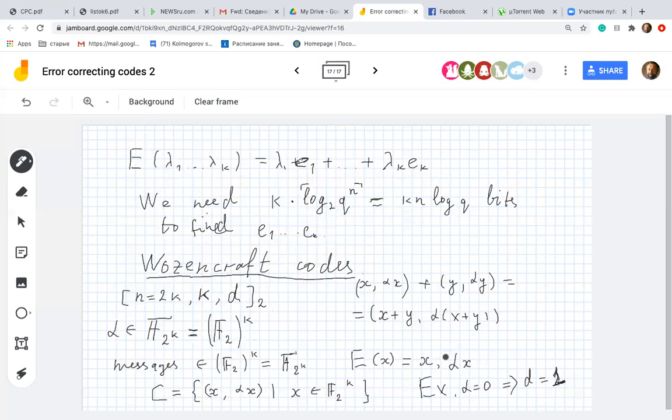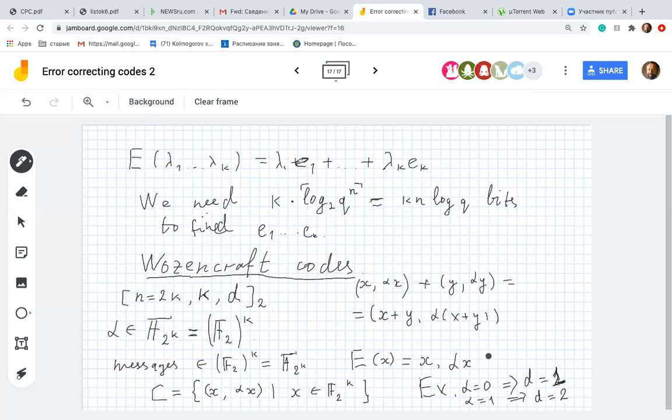So the code is very bad. Actually, each word is encoded by itself. So this is very bad. If alpha say is 1, then we obtain also a very bad code, because this means that we just copy the code word. So the distance becomes 2. So if we have 2 different code words, they may differ in only 2 positions.